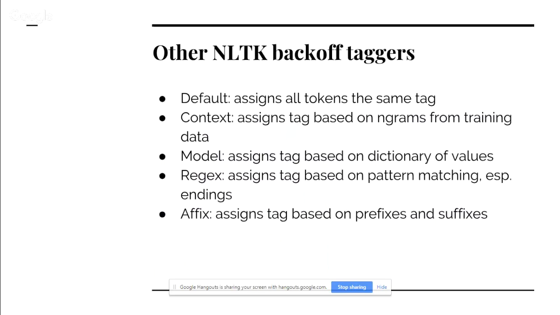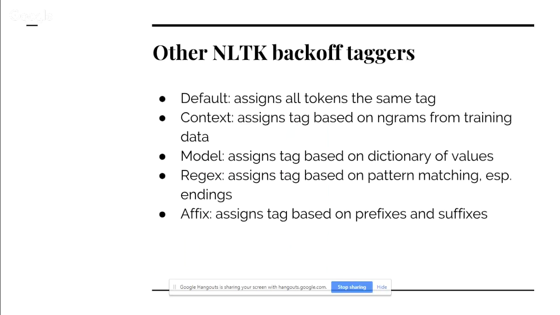NLTK offers a number of backoff taggers. Again, default assigns all the tokens to the same tag. Context gives us some words before and after if necessary. We can also provide a model. We can just say a one-to-one dictionary relationship between any word and a given tag. We could just say the is always going to be a determiner, we can say something like ad in Latin is always going to be a preposition, or sun is always going to be a preposition in Greek.